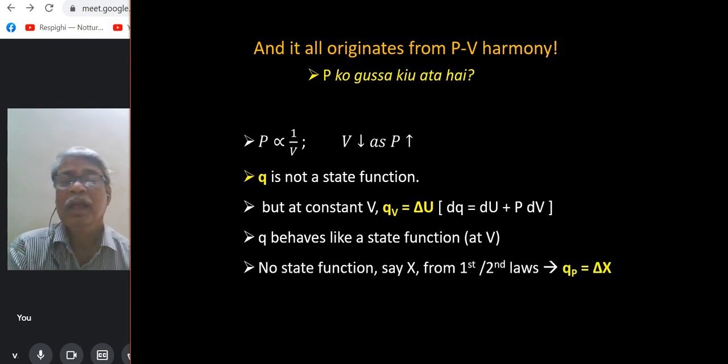Okay, but assume there is no state function, say X, from either the first or second law of thermodynamics as such, so that you could say that Q at constant pressure, parallel to constant volume, Q at P is equal to the change of that state function X. In that case, P would have behaved like a state function, that Q, but it doesn't happen. So far we are assuming that there is no such function.